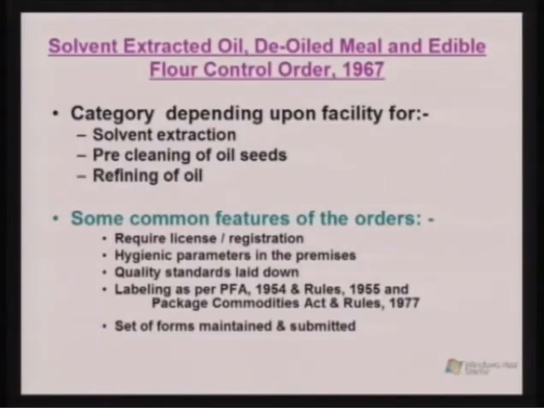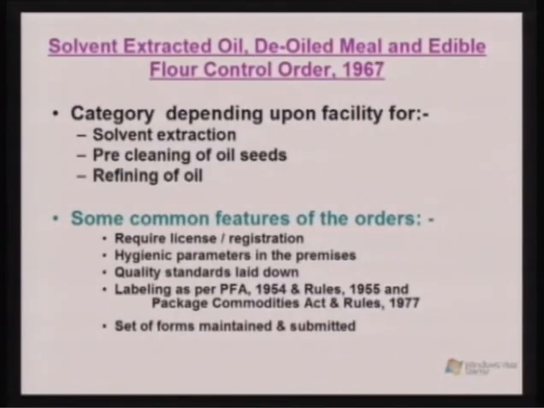Then the third is the Solvent Extracted Oil, De-oiled Meal and Edible Flour Control Order, 1966. This order is also implemented and enforced by the Directorate of Vanaspati, Vegetable Oil and Fats, Ministry of Consumer Affairs, Public Distribution, Government of India. Depending upon the category of facility available for solvent extraction, pre-cleaning of oil seeds and refining of oil, factories are categorized into A, B, C, D and E.